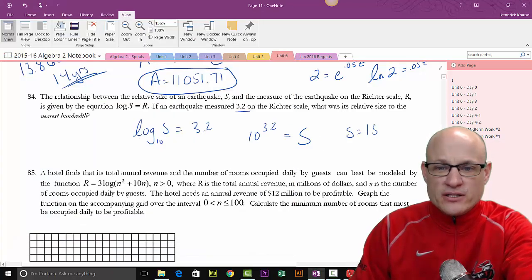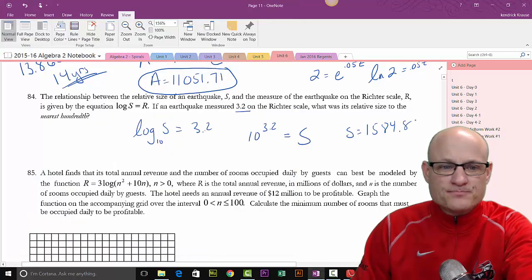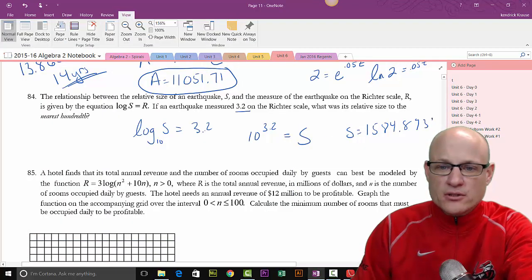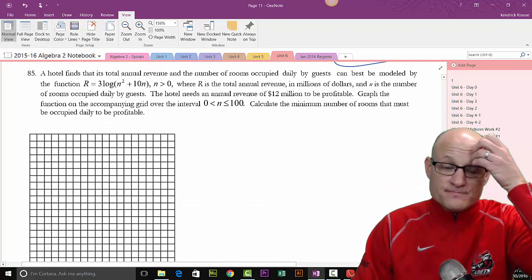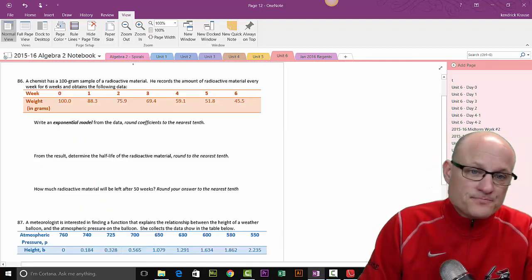S equals 1584.89. To the nearest hundredth, 1584.89. So S is equal to 1584.89. That's it. Let's skip this question. I don't even want to look at it anymore.